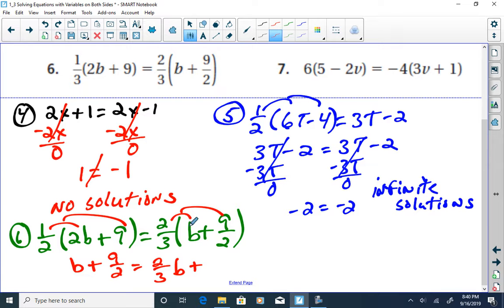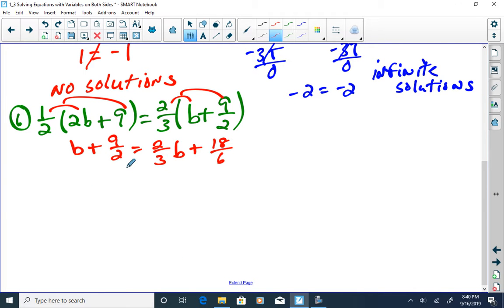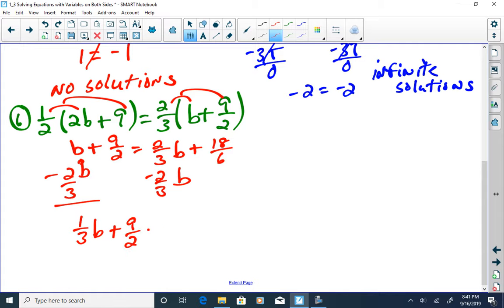Plus, what's this going to be? Numerator times numerator is 18. Denominator times denominator is 6. 18 over 6. All right, we extend that a little bit. I have 2/3 b. I want to remove the variable with the smaller coefficient. 2/3 is smaller than 1, so I'm going to subtract 2/3 b from both sides of that equation. What is 1 take away 2/3? We get 1/3 b plus 9 over 2 is going to be equal to, because that's 0, 18 over 6.